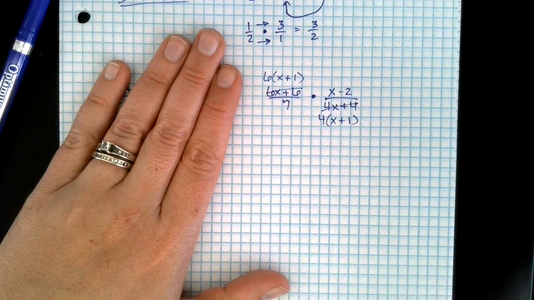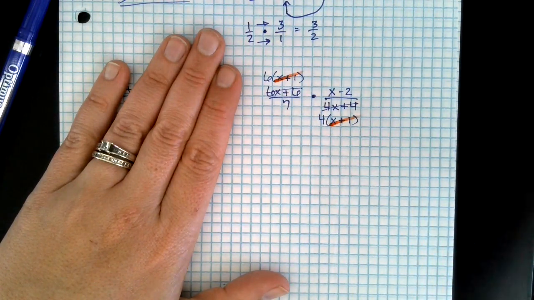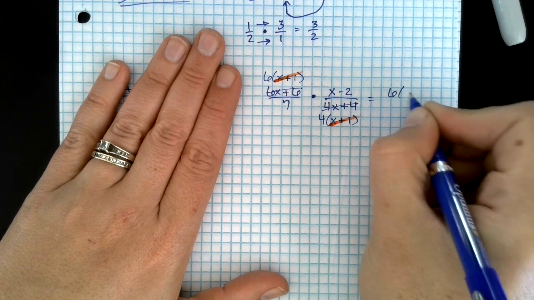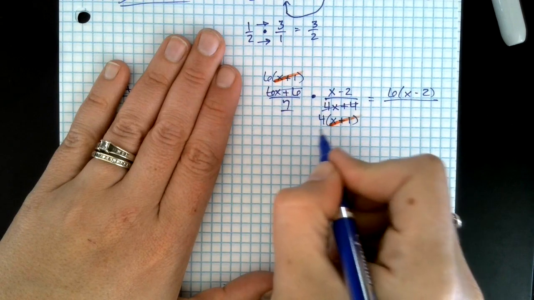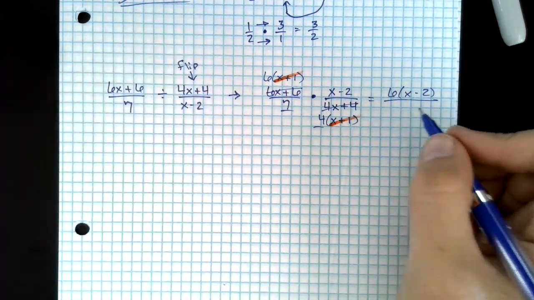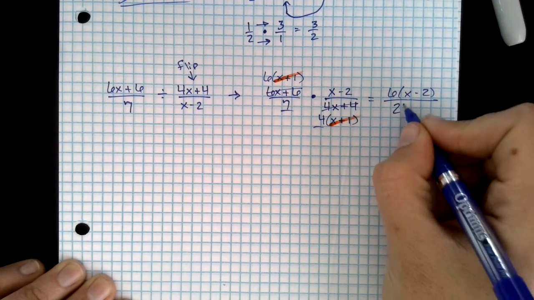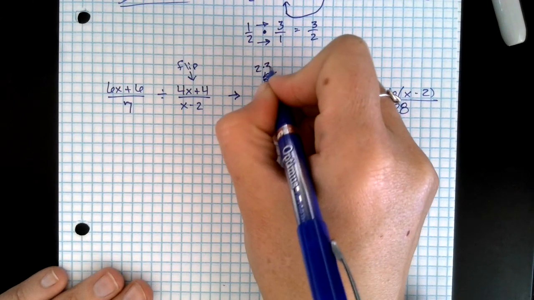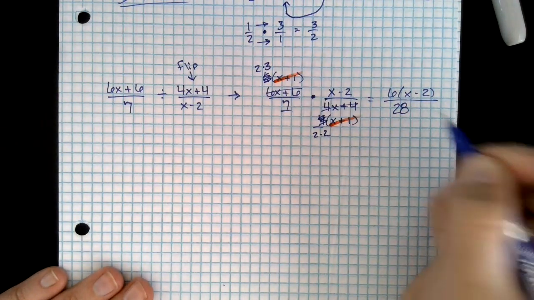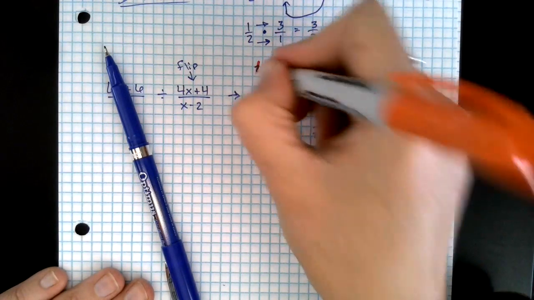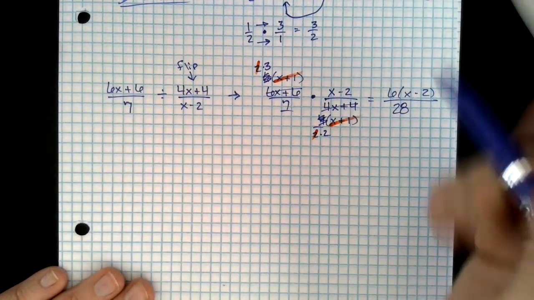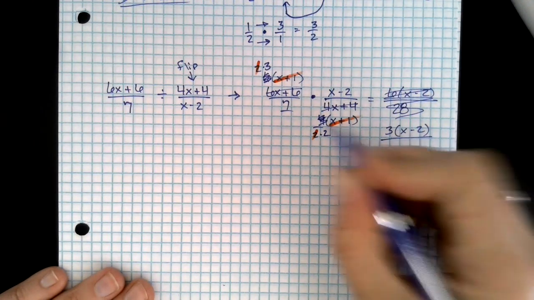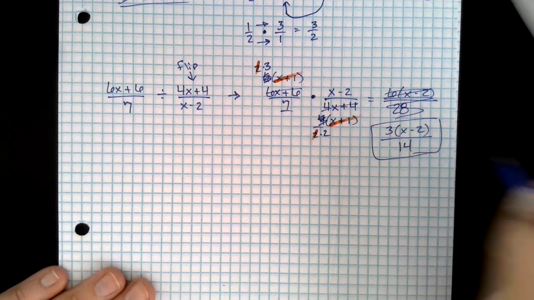Nothing else can simplify. And now anything top and bottom that's the same, you get rid of. So on the top, I have 6 and I have x minus 2. On the bottom, I have 7 times 4, which is 28. And actually, I should have thought about this a little bit better. I could turn 6 into 2 times 3 and 4 into 2 times 2 so that I could get rid of a 2 and a 2. So let me actually redo this. So now I have 3 times x minus 2 and 7 times 2, which is 14.